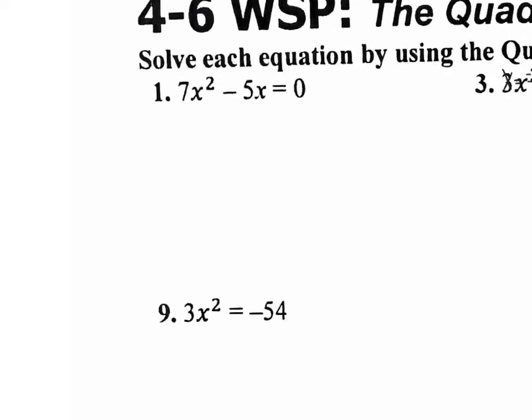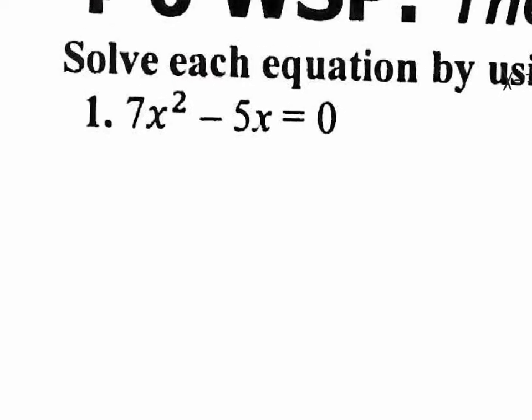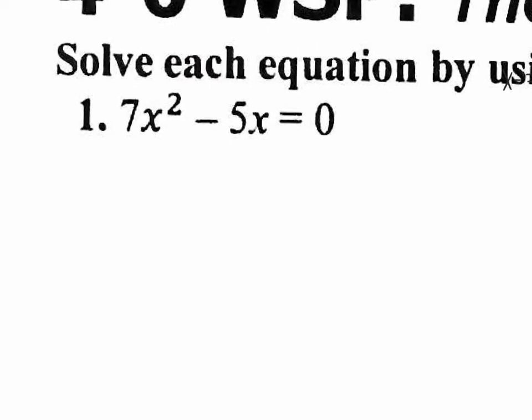Let's all take a look at number one right here. Would it be a good idea to use a quadratic formula on this one? Probably not. I mean, we could use the quadratic formula. Our a value is 7, our b value is negative 5, and our c value is supposed to be right here, but it's not. So that would mean that the c value is 0. So I could use the quadratic formula if I wanted to, right? But do you have any other tool that might be easier for this one?